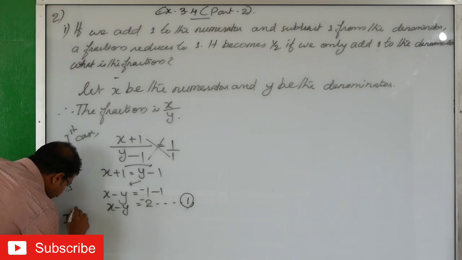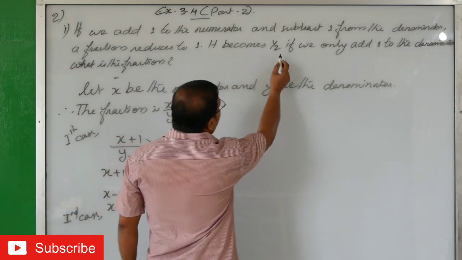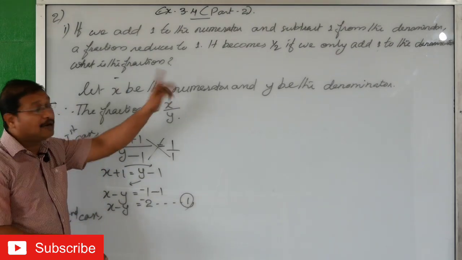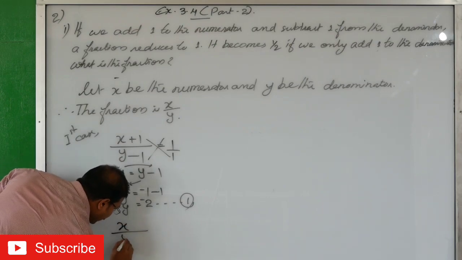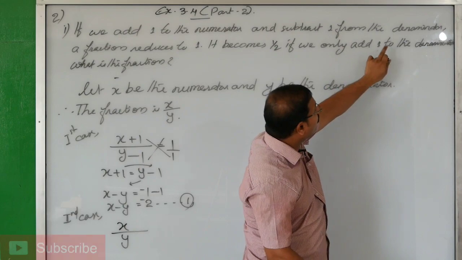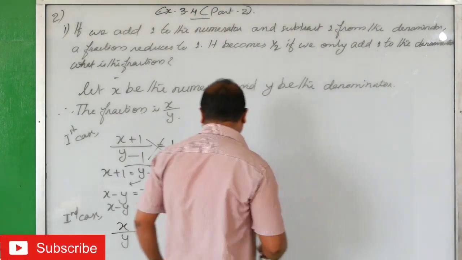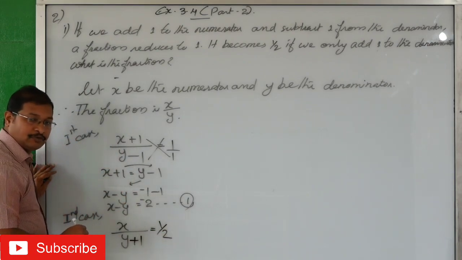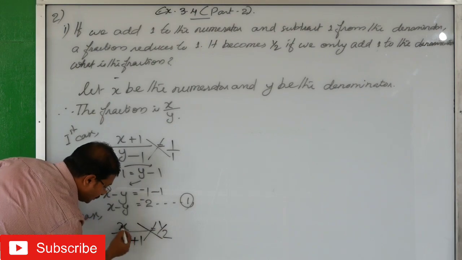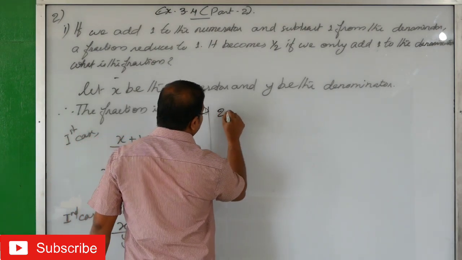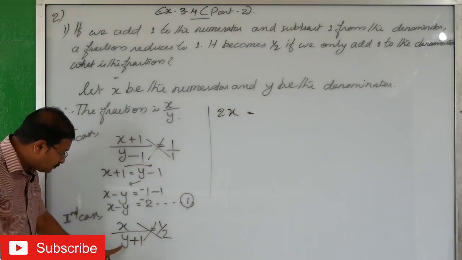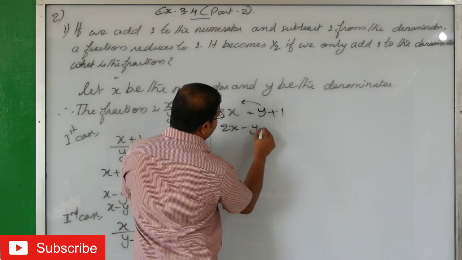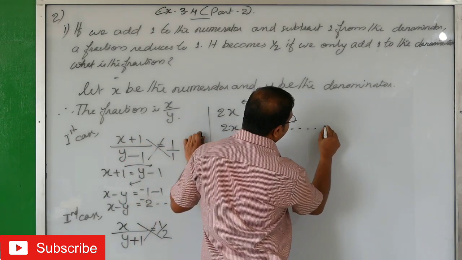Second case. Check it, second case. It becomes 1 by 2 if we only add 1 to the denominator. That means what do you write? x by y. If you add only 1 to the denominator, that means we are not adding anything to the numerator. 1 is added to the denominator, it will be 1 by 2. So let's cross multiply. 2 into x, that will be 2x equals 1 into y plus 1, it will be y plus 1. y will carry to the next side, that means 2x minus y equals 1. This is equation number 2.